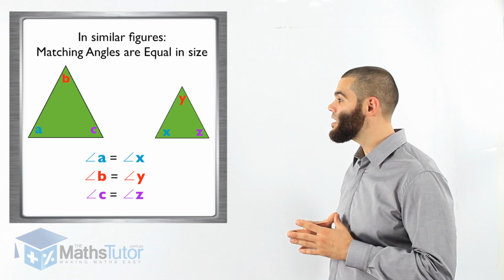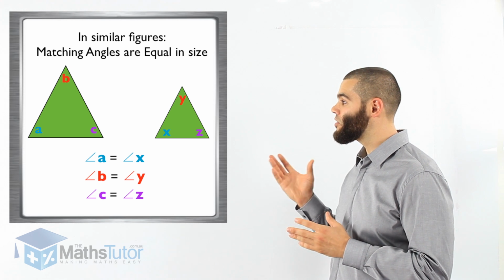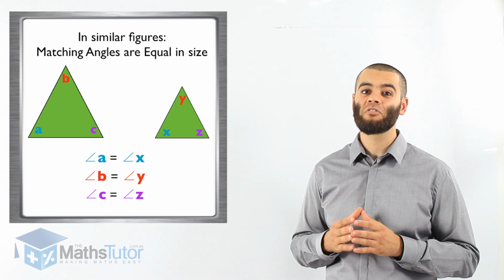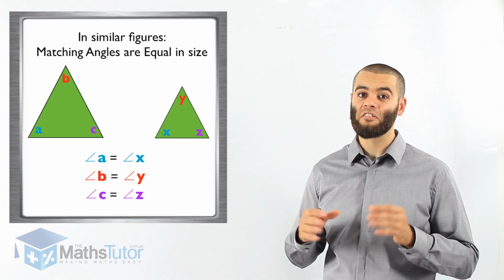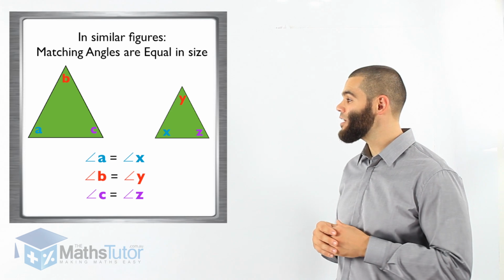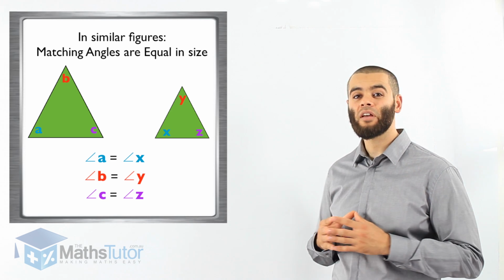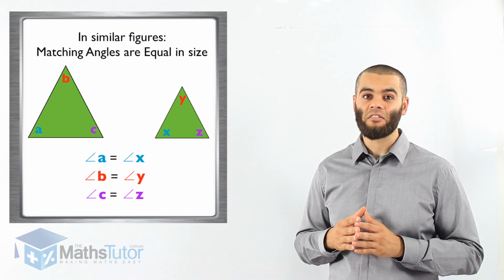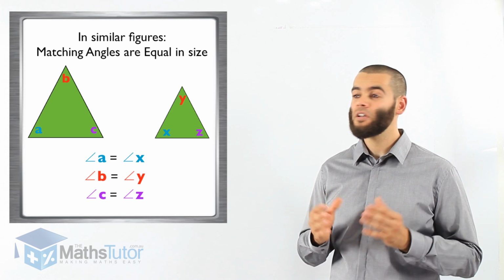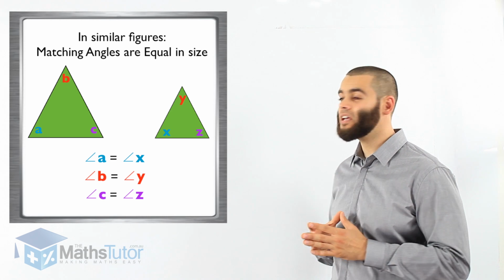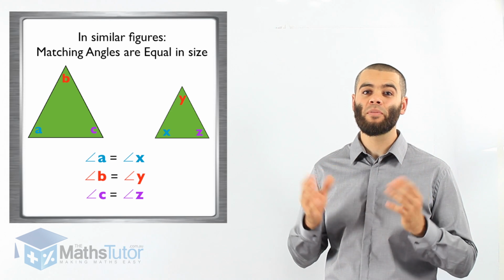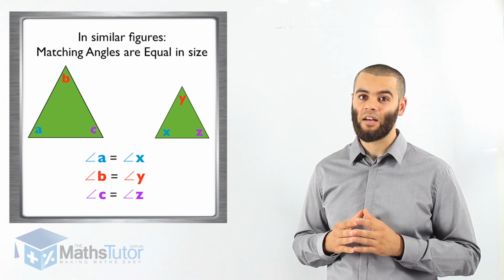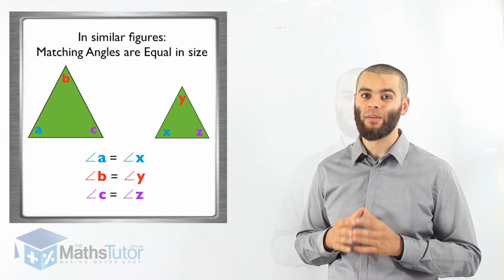And angle C corresponds with angle Z, which means it is a matching angle. Angle C is matching to angle Z, which means they are also equal in size. So for example, if angle C was 60 degrees, then angle Z will be 60 degrees. So we know in similar figures, angles that are in corresponding positions, they are matching angles, are equal to one another. Now let's look at some more information.